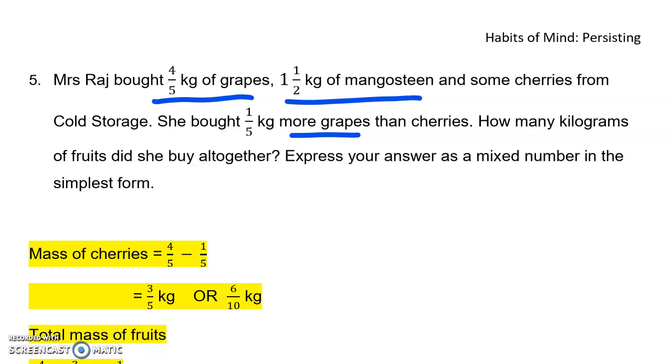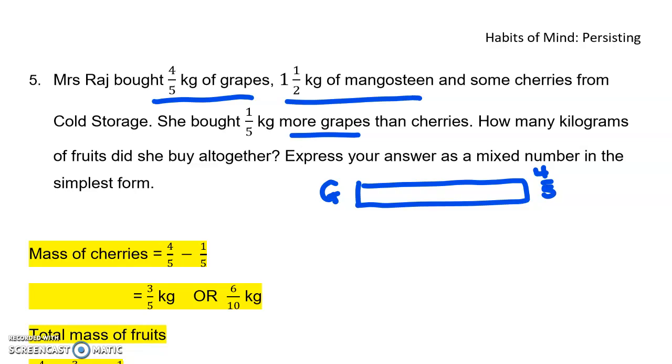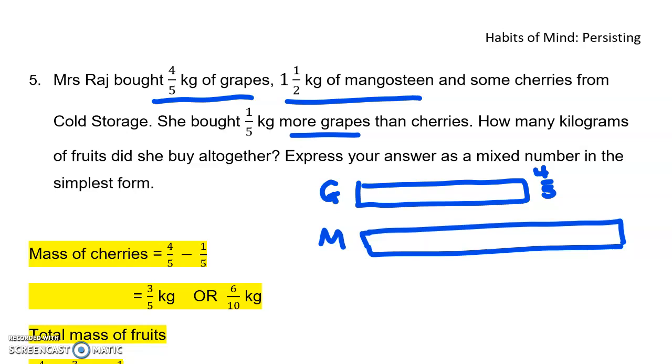So we can represent it pictorially or in a model. I'll start with the grapes. The grapes is 4/5 kg. I'll write it down here. Then we have the mangosteen, 1.5 kg. That's more than the grapes. One and a half kg here.